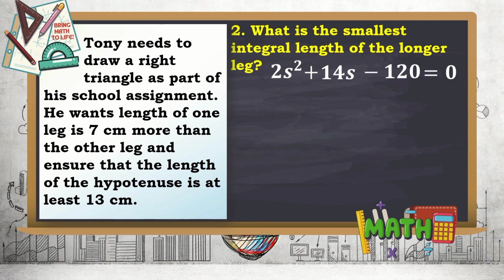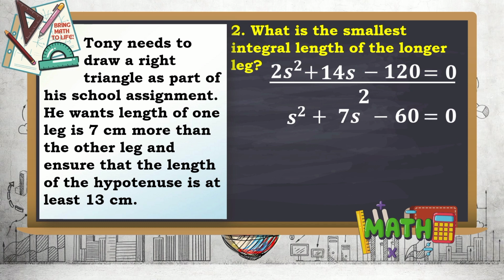Then as you can observe, the equation is divisible by 2. So we are going to divide both sides by 2. We have 2S squared divided by 2 is S squared. 14S divided by 2 is positive 7S. Negative 120 divided by 2 is negative 60. And 0 divided by 2 is 0. Then factor the given equation. We have the quantity S plus 12 times the quantity S minus 5 is equal to 0.